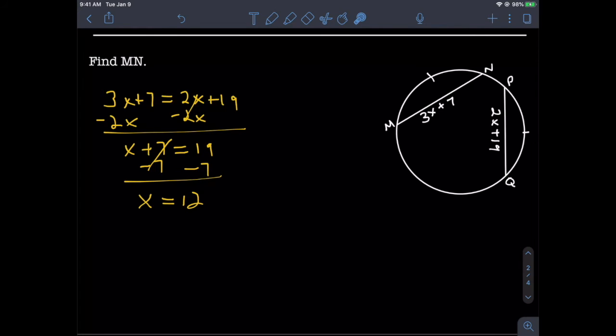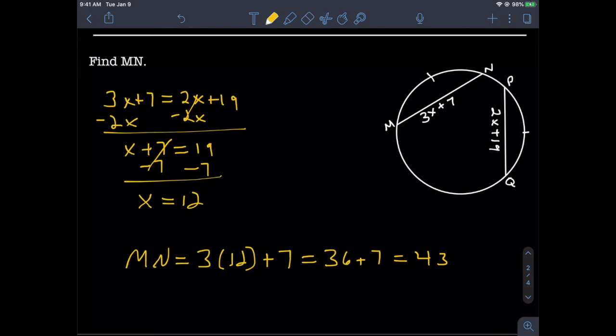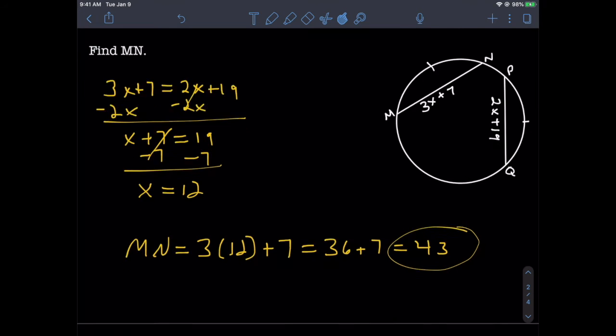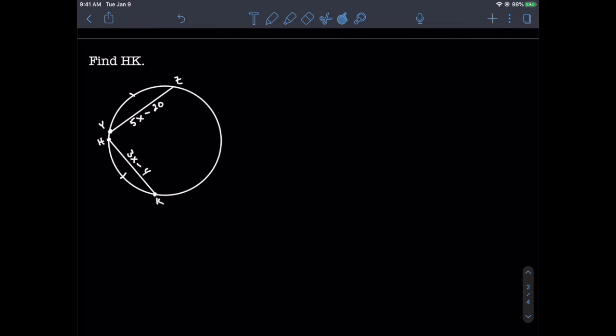Now remember, we're not done with this problem yet. We're going to figure out the length of MN. MN is expressed as 3x plus 7. So let's plug in 12 to 3x plus 7. The length of MN is equal to 3 times 12 plus 7. There we go, right? 3 times 12, of course, is 36 plus 7. That gives us a final answer of 43, and the length of MN is equal to 43.